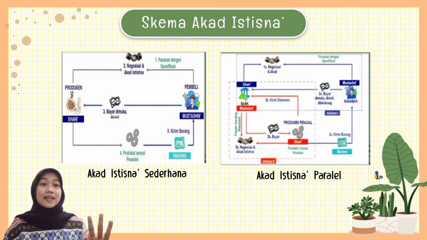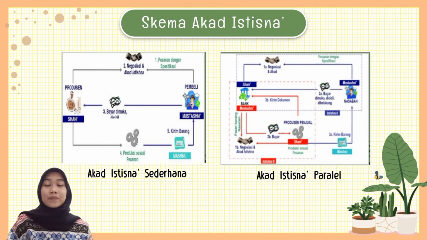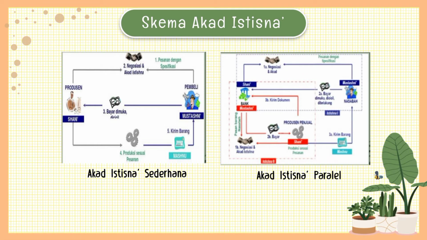Then the third, istisna contract scheme. The first, simple istisna contract. Simple istisna contract scheme, so it can be seen in the schematic drawing of the contract. For example, a buyer or mustasni purchases a custom cupboard from a manufacturer, when the buyer has ordered a custom wardrobe according to the desired specification.